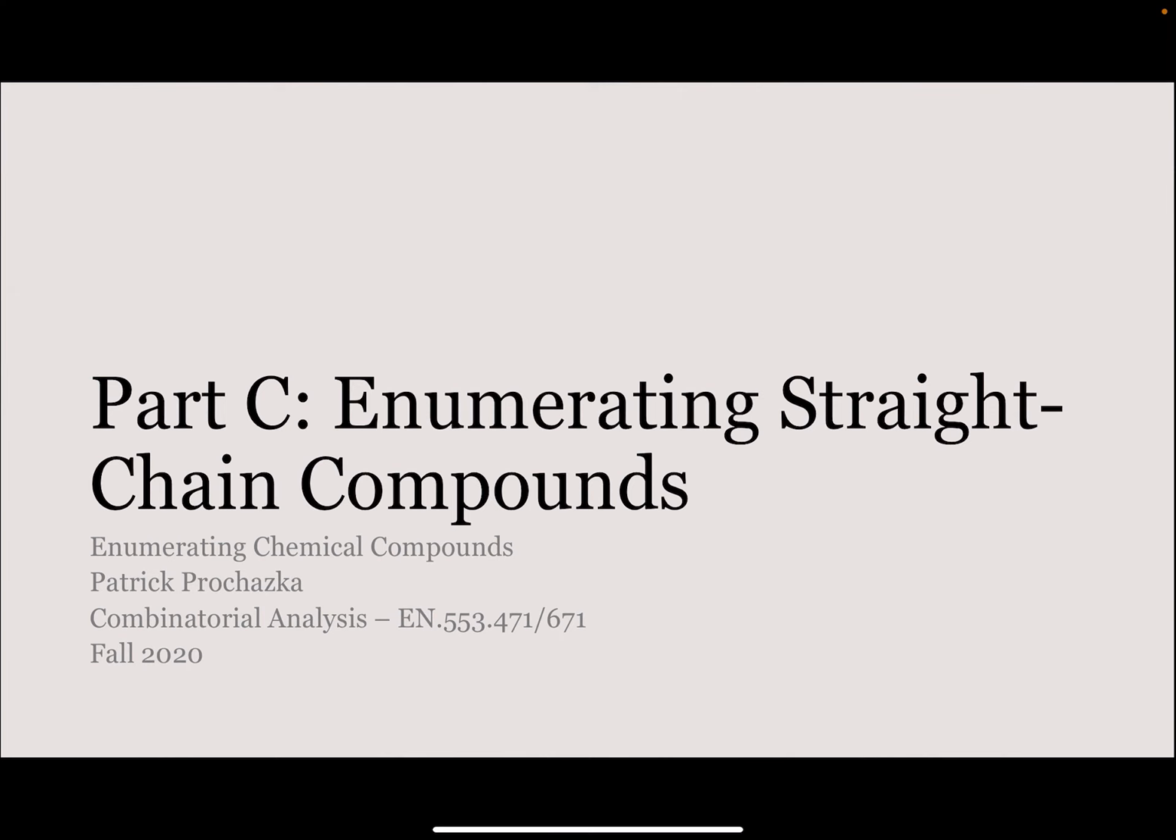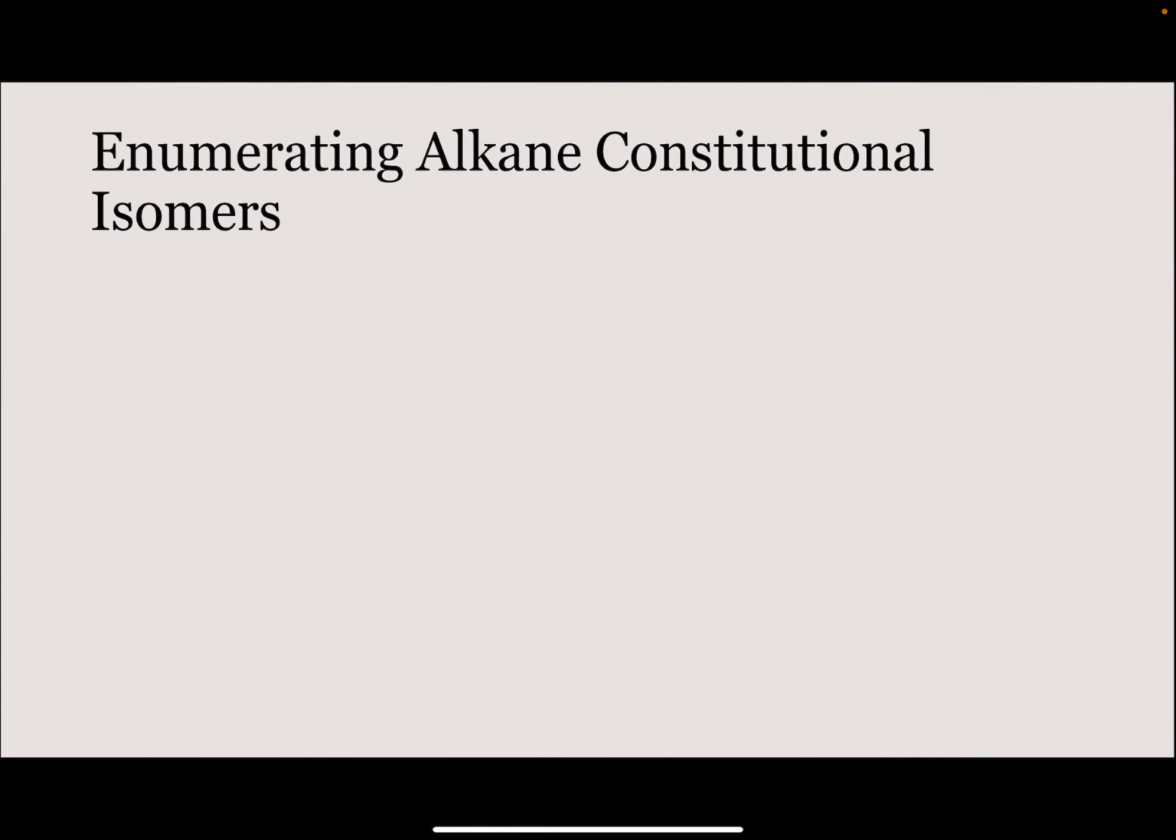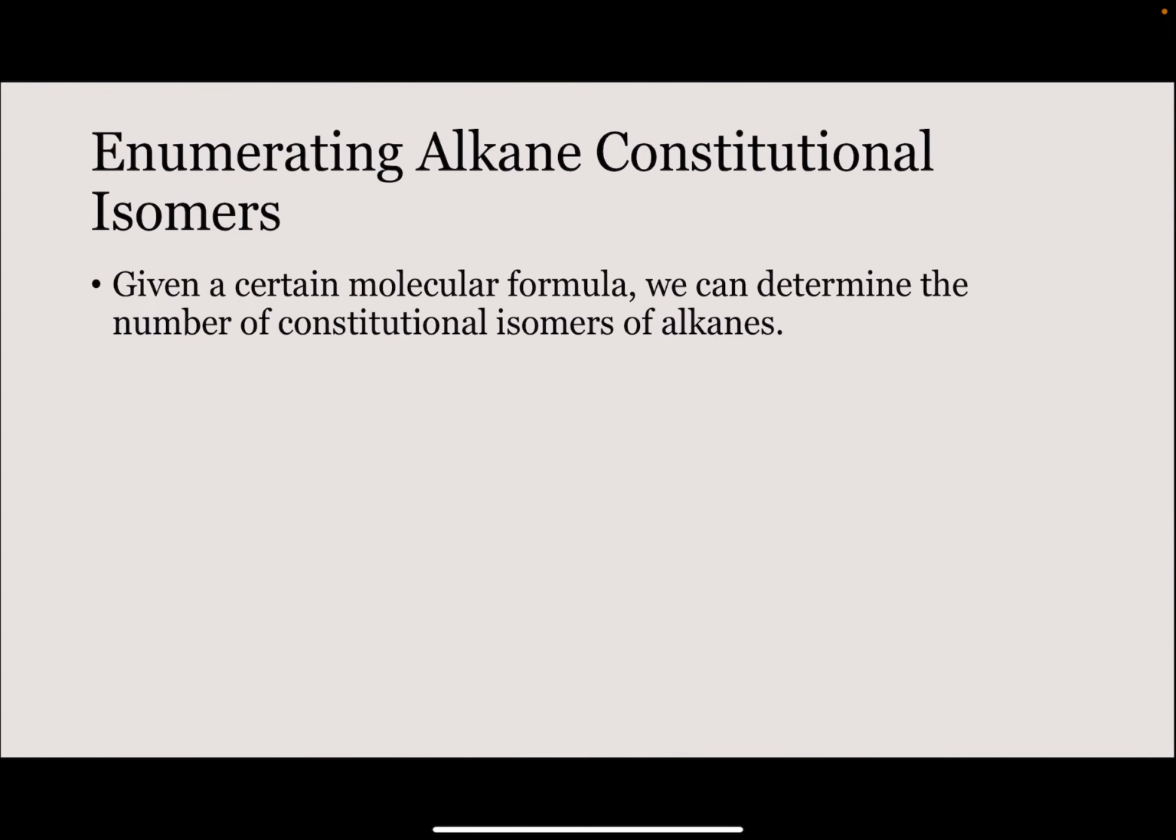Okay, cool. Let's now move on to the bulk of our presentation, which is going to talk about enumerating straight chain compounds. So remember, an alkane is a compound that has only carbons and hydrogens formed together by single bonds. So what we're going to do is say, given a certain molecular formula, let's find the number of constitutional isomers that we can form for alkanes.